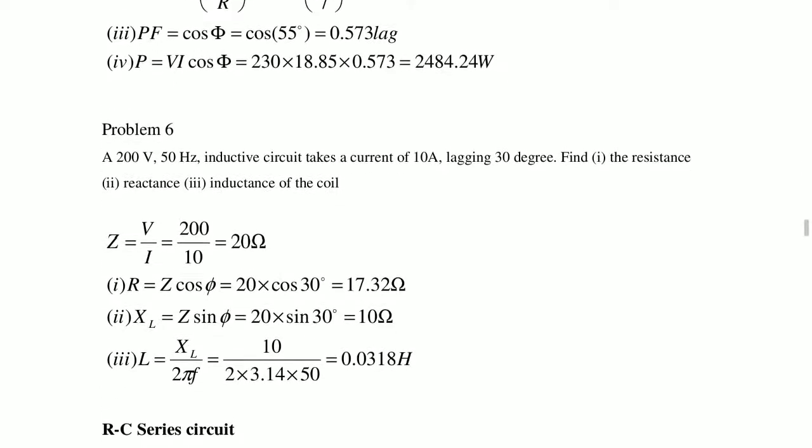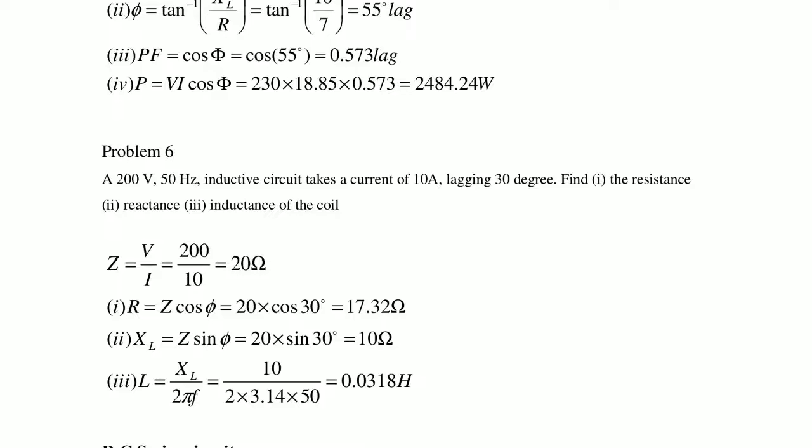Now another problem we have to do. So what is given? The supply voltage is 200 volts. A 50 hertz inductive circuit takes a current of 10 amps, lagging by 30 degrees. In the previous problem, the current was not given and we determined it.